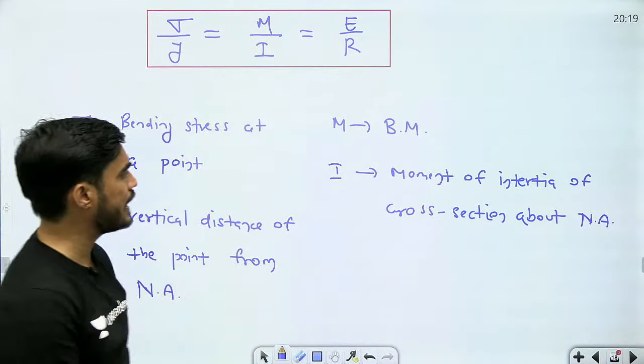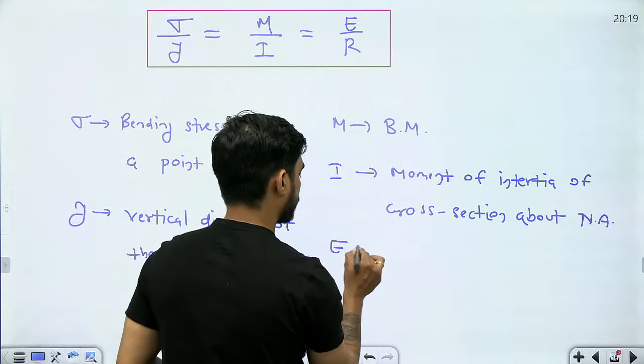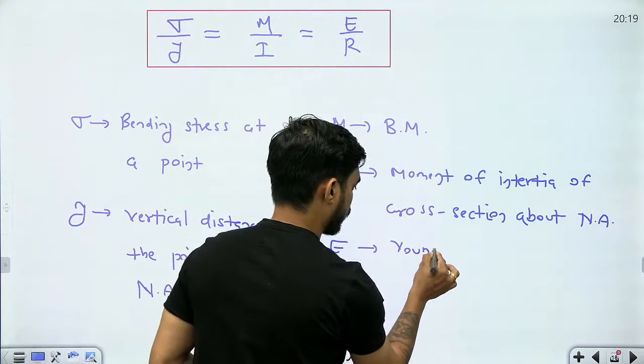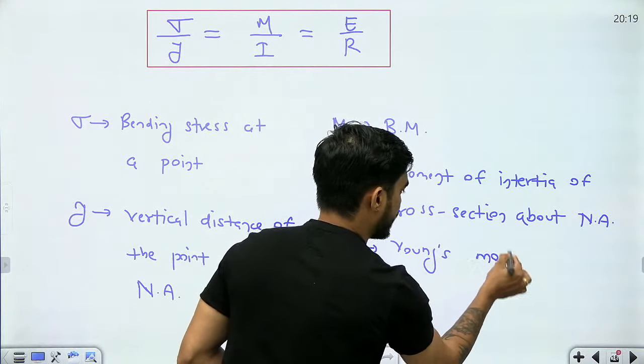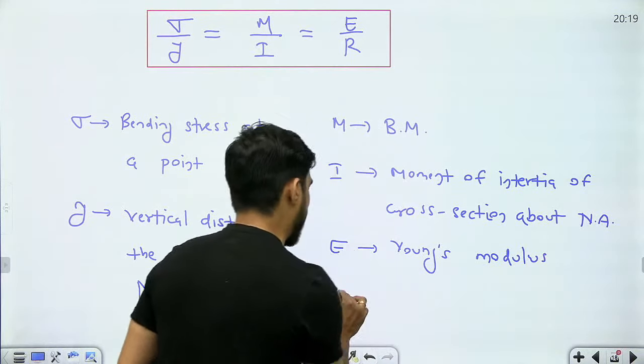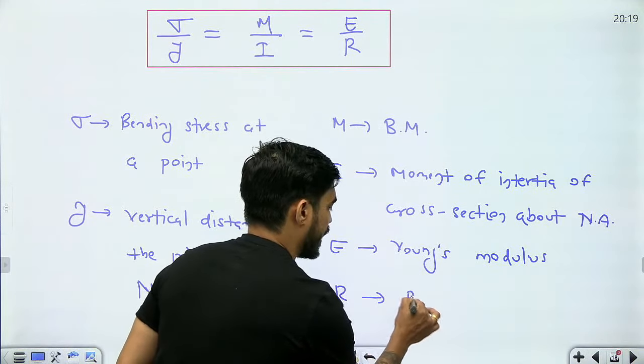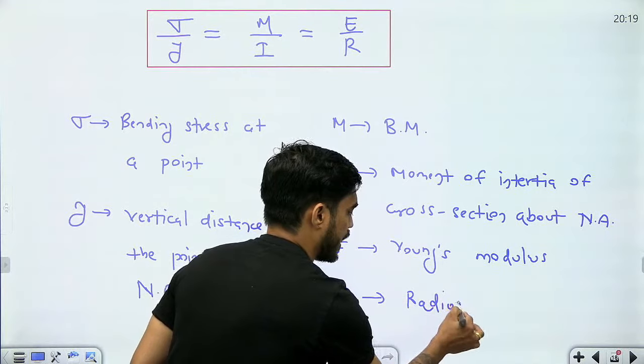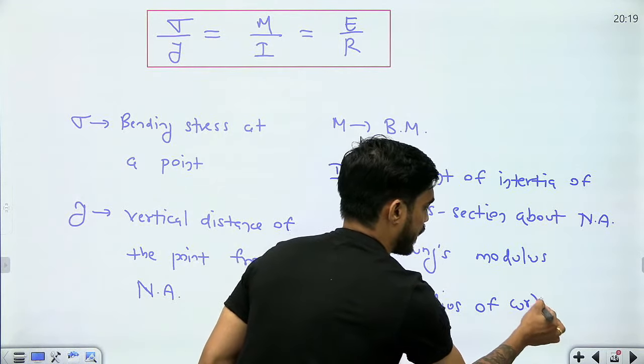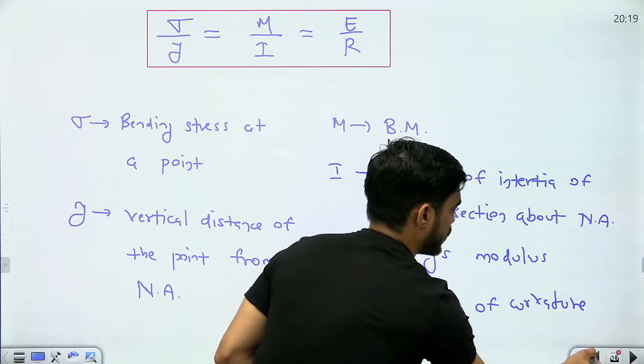ओके, देन E इज द यंग्स मॉड्यूलस. E is the Young's modulus and R is the radius of curvature. अब radius of curvature बोलने का मतलब क्या है बेटा? What do we mean by radius of curvature?